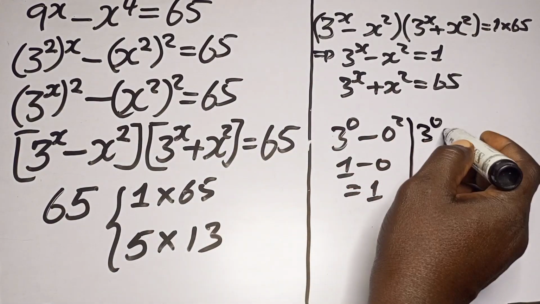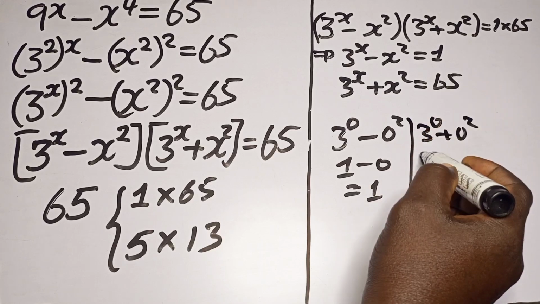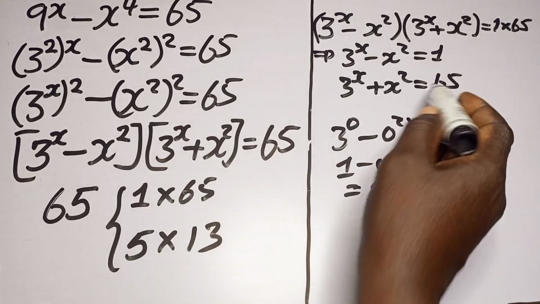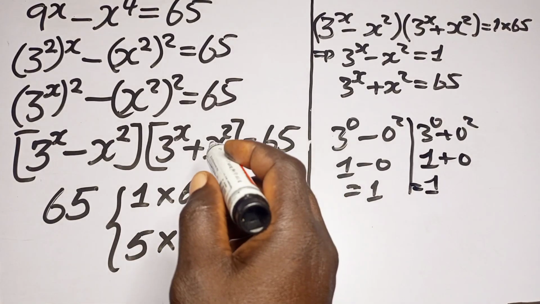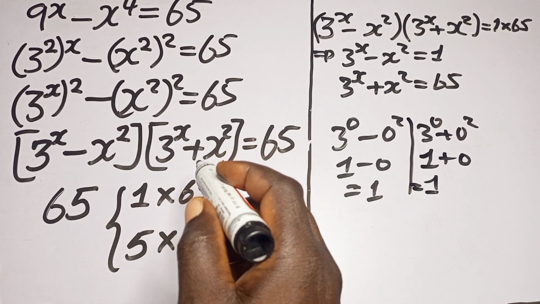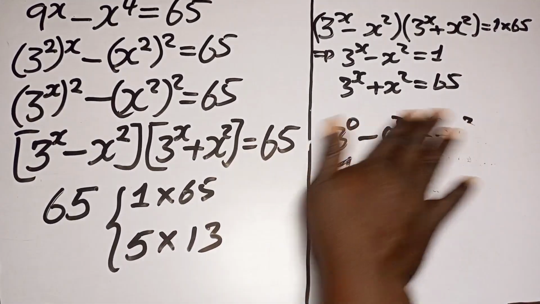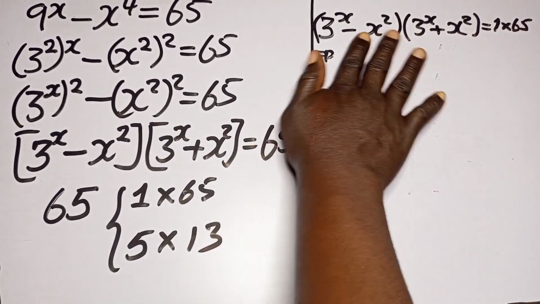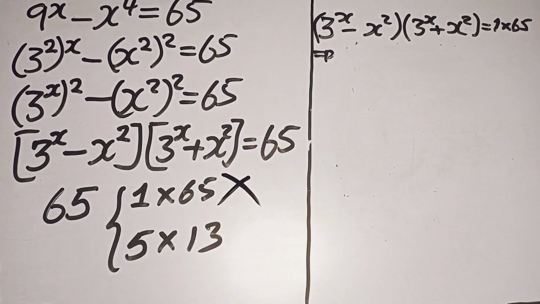We'll have 3 to the 0 plus 0 squared. Do we get 65? 3 to the 0 is 1 plus 0, which is 1. 1 is not 65. Therefore, this choice of 1 multiplied to 65 is not workable. It's not acceptable. So we have to take the other choice. So this one is not possible.